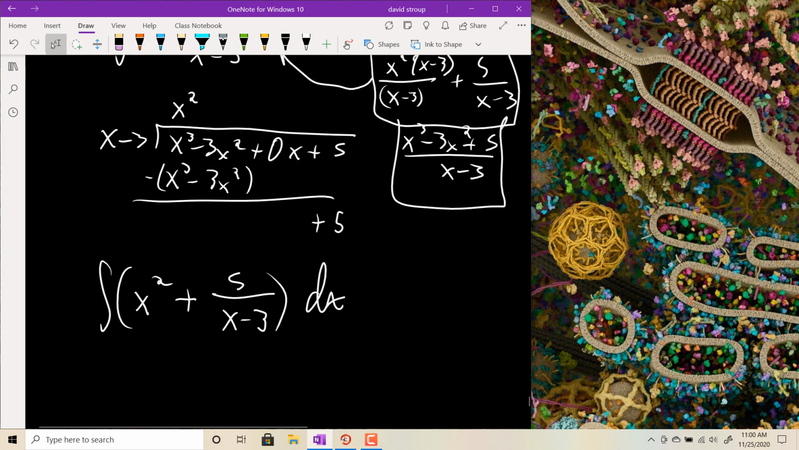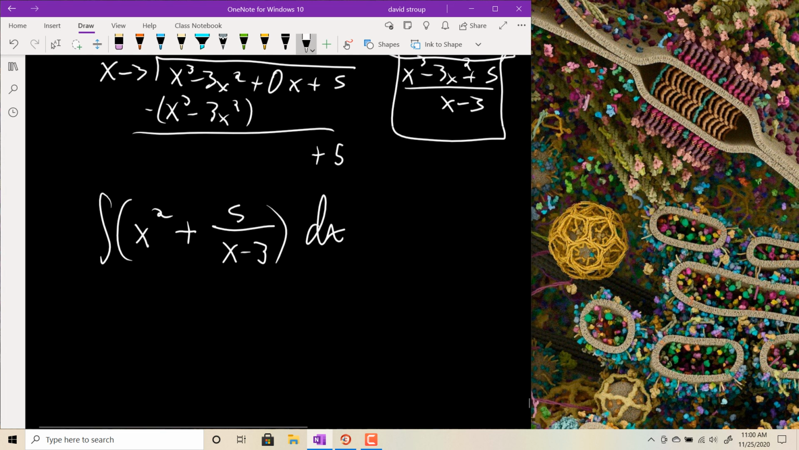It's just that division was a bit unusual. Okay, once you're there, then you can integrate both parts. So this would be x cubed over 3 plus 5 ln absolute value x minus 3. Let's see.